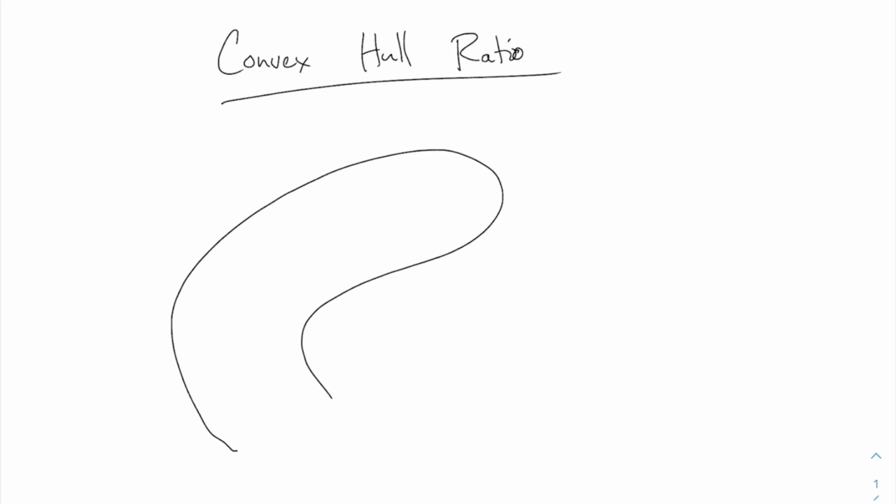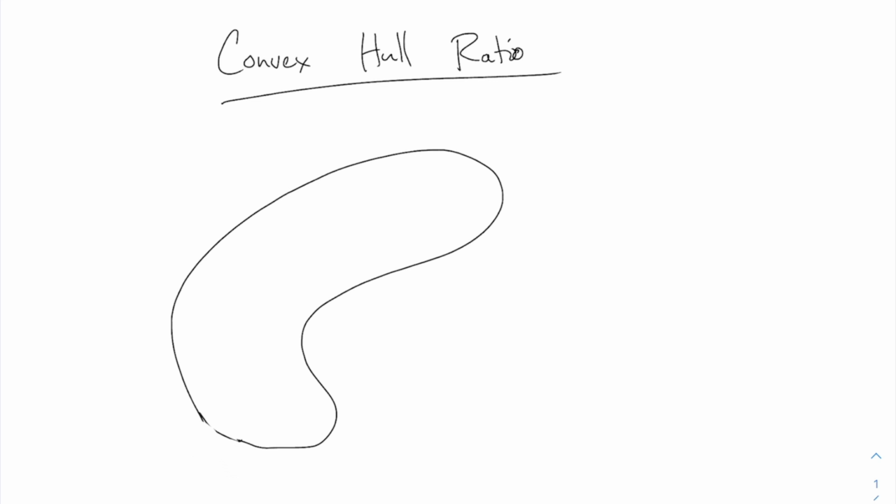The convex hull ratio. This is, remember, a specific mathematical measure of how weird the shape is. So for instance, something like this shape, say, this one is somewhat weird according to the convex hull ratio.